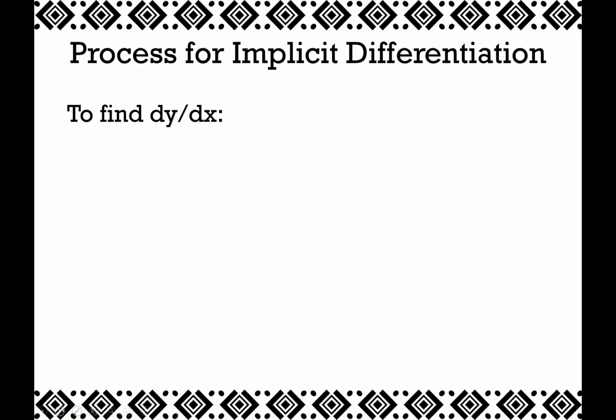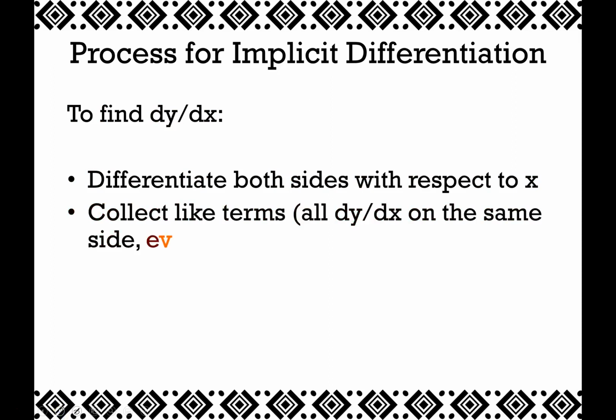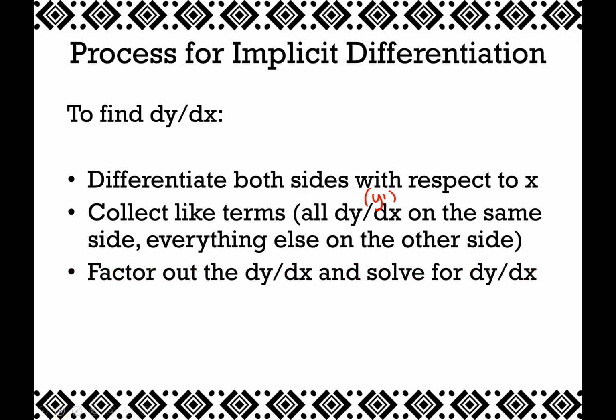All right, what is the process? You're going to differentiate both sides with respect to x. You're going to collect all like terms, all the dy/dx's, or you can call that y prime, on the same side, and you're going to put everything else on the other side. Factor out the dy/dx, or the y prime, and solve for dy/dx, or y prime. Note, anytime you are taking the derivative of a y, you have to put in y prime.